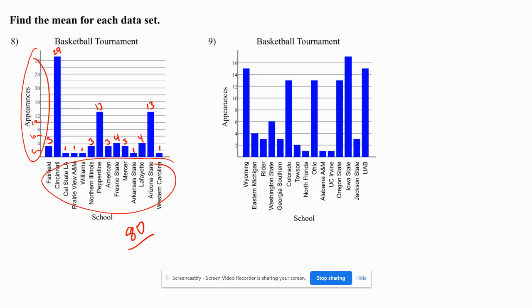And I'm going to divide this by 14 because there's 14 numbers. So when I divide this by 14, it gives me 5.714. My last number is too small, so my answer is 5.71.